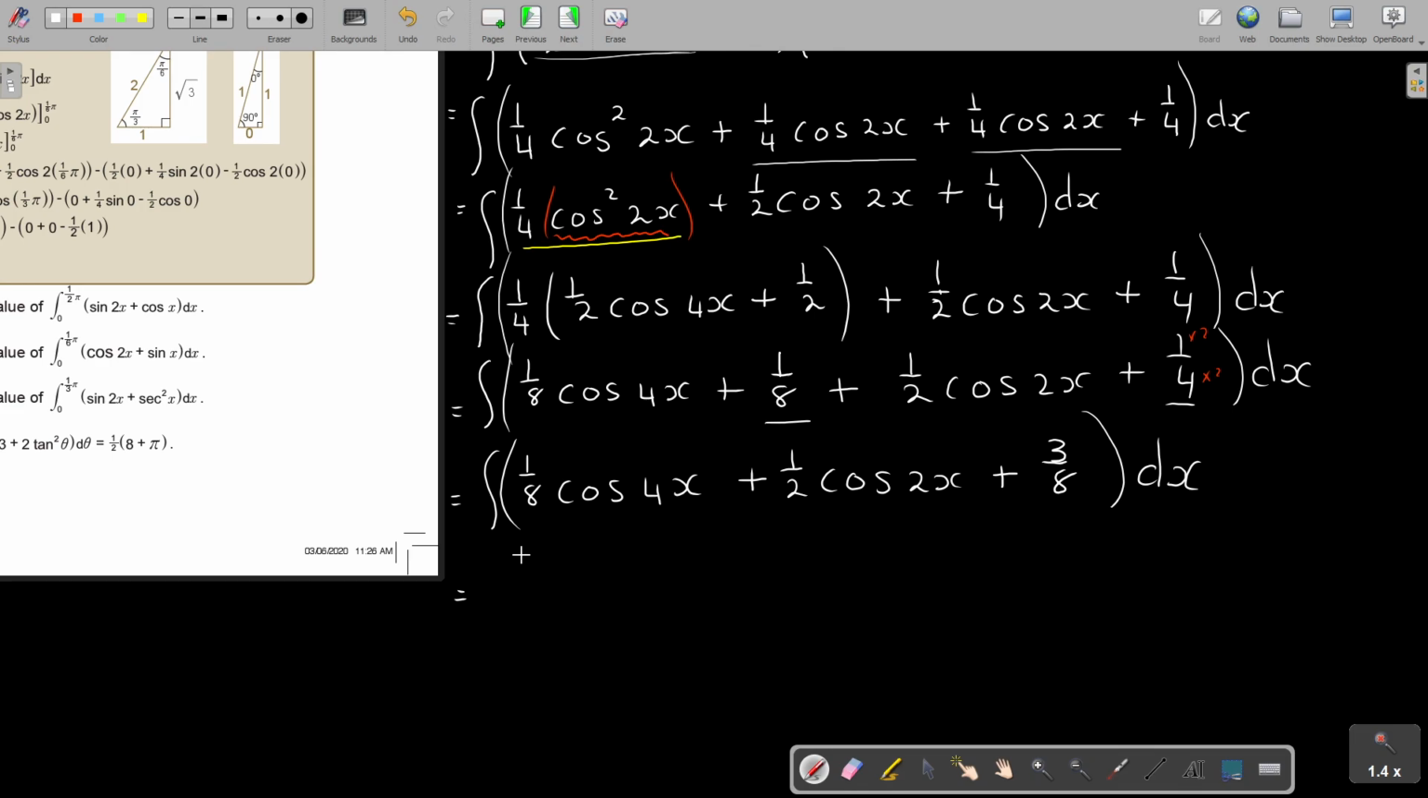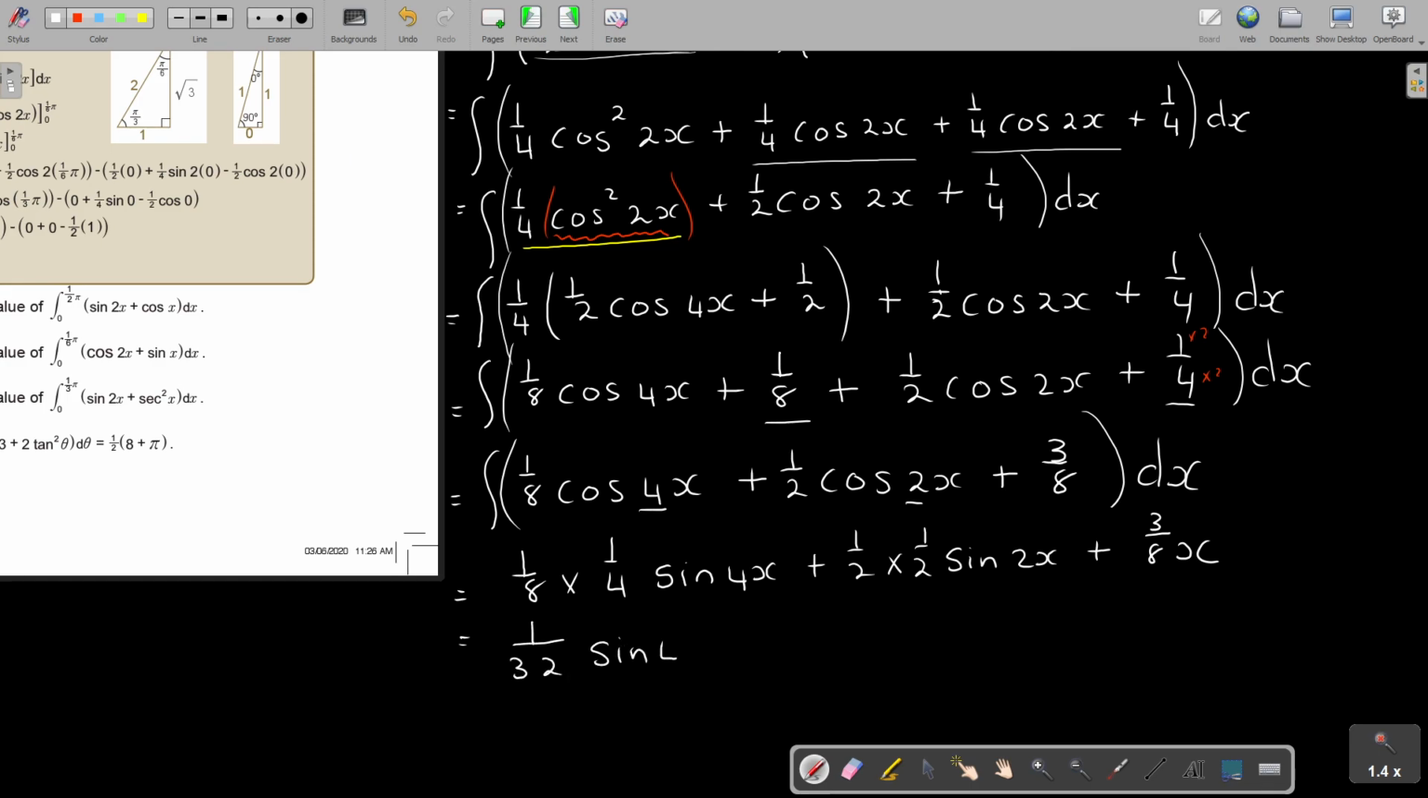So it's going to be 1 over 8, multiply that quarter, and then that becomes sin, and keep the 4x. And then a half, multiply that half, and sin, and keep the 2x, plus 3 over 8x. And if I simplify this, 1 over 32 sin 4x, plus 1 over 4 sin 2x, plus, oh, I forgot c, okay, plus 3 over 8x plus c.